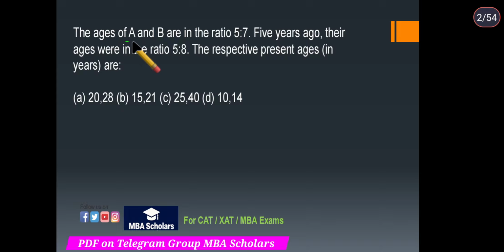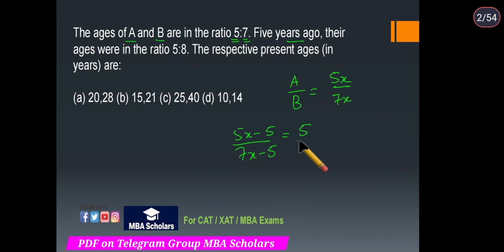So there is a question that the ages of A and B are in the ratio 5:7. So there are two persons, and I'll try to explain from the basic method, right? So let the ages be 5x and 7x. Now 5 years before, whenever we say 5 years before, we have to subtract 5 from both the ages, and their ages were in the ratio of 5:8.